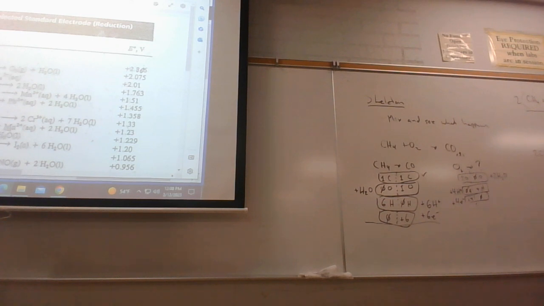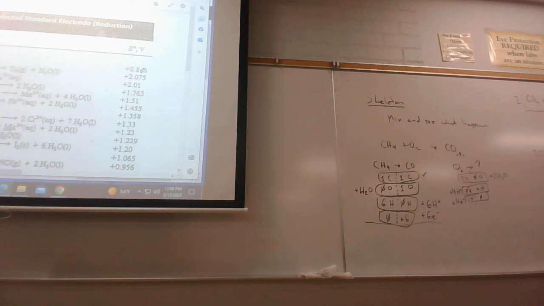Okay, then I'm going to simplify. So the 12 electrons cancel, and then the 12 H+ cancel. And what do I have with H2Os? I have 2 H2Os here. I'm going to cancel out 2 of the 6, so that's going to give me 4 left over. And so what I'm going to end up with is 2CH4 plus 3O2 yields 2CO plus 4H2O.